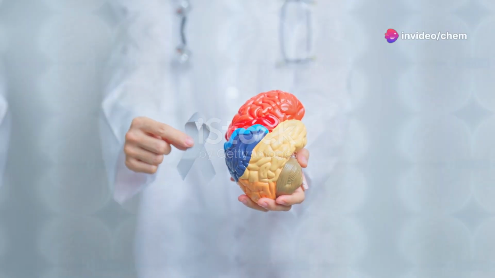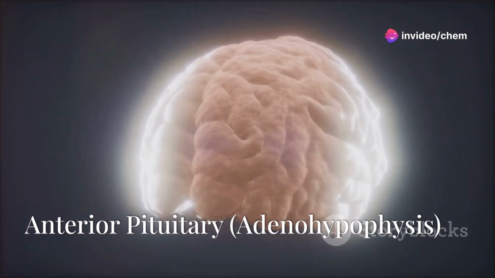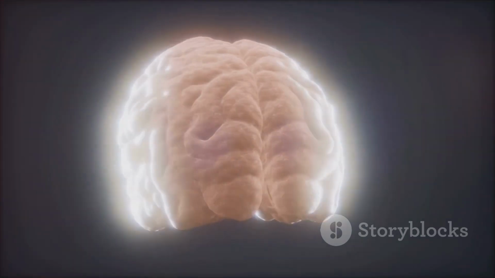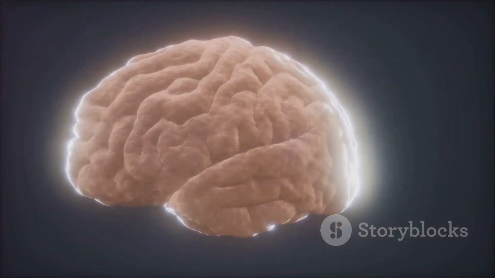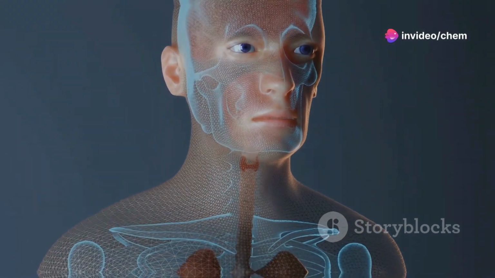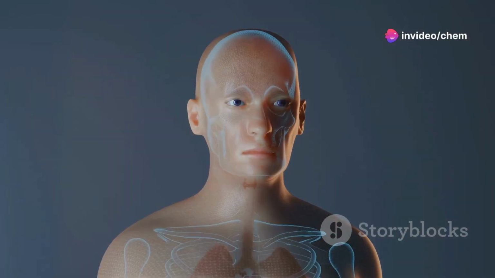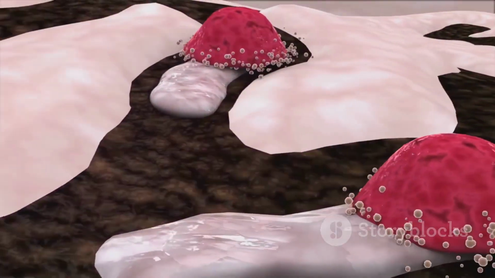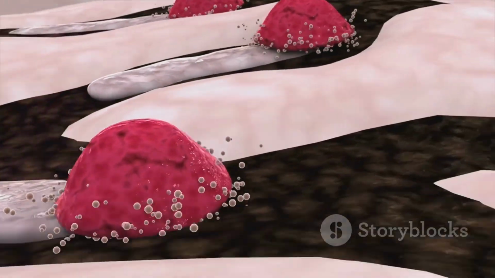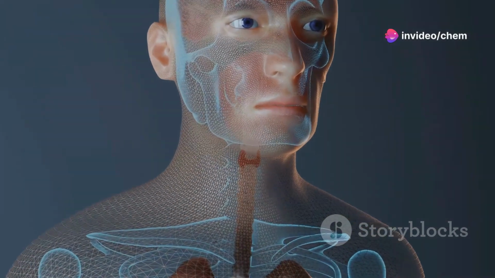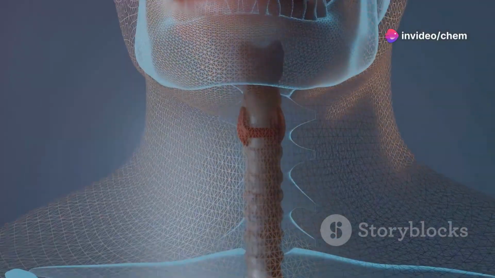Physiology of the pituitary gland. The anterior pituitary is responsible for producing and secreting several key hormones that regulate various bodily functions. It is controlled by releasing and inhibiting hormones from the hypothalamus. Hormones produced by the anterior pituitary include growth hormone, which stimulates growth of bones, muscles, and tissues by promoting protein synthesis and cell division. Thyroid-stimulating hormone, which stimulates the thyroid gland to produce thyroid hormones T3 and T4, which regulate metabolism.